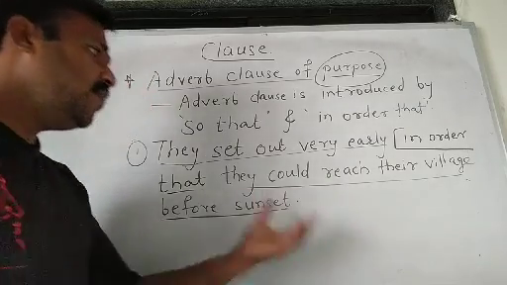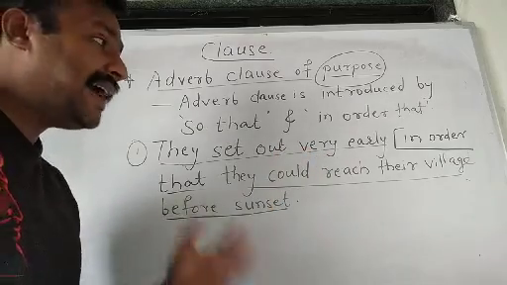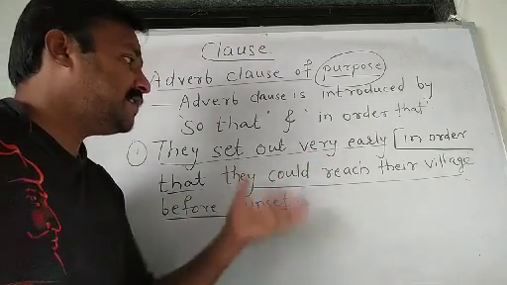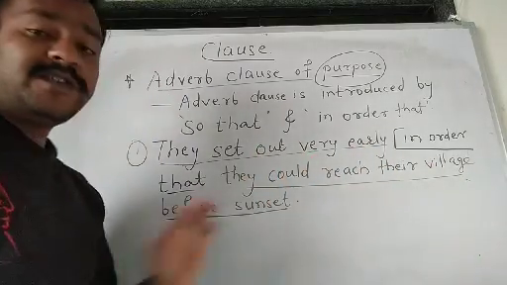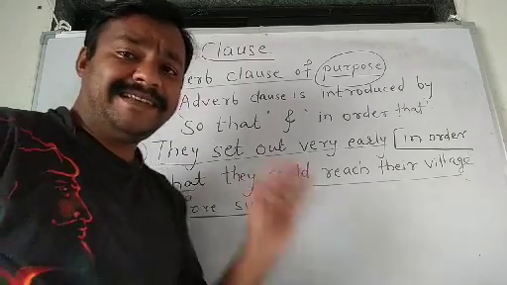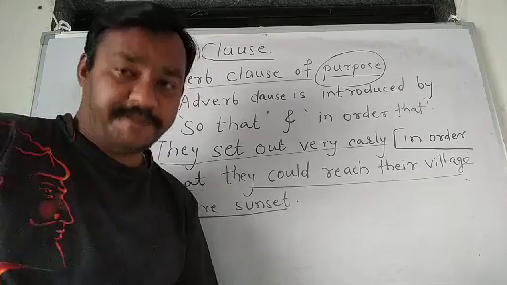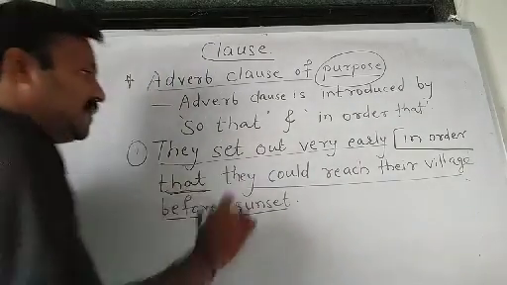Now, which action have these people done? They set out very early. Why? There is a purpose behind doing that action. Which kind of purpose? They want to reach their village before sunset. This is the purpose, and for that purpose they did that action. And the word introducing that there is a purpose behind it is "in order that". So it's very easy to identify.